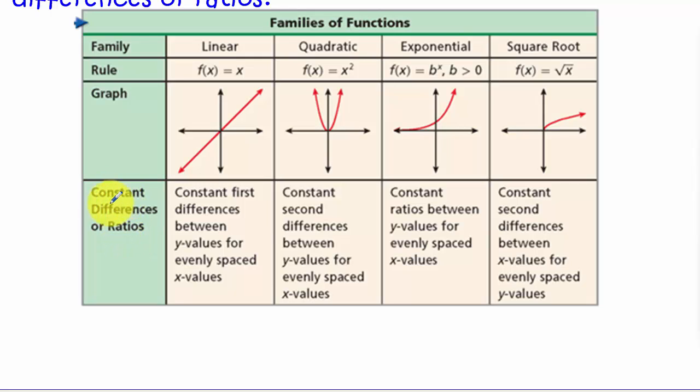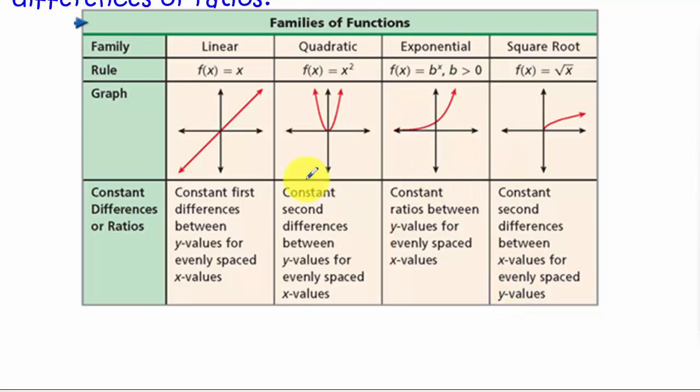Now, this process of using differences and ratios only works when the data is evenly spaced. So the x values have to be going evenly spaced, like every x value, 1, 2, 3, 4, 5, or going by fives, 1, 6, 11. They have to be evenly spaced out. For the square root function, since that is the inverse function of the quadratic, the x and y's are changed. So when we look at a square root function, we need the y values to be evenly spaced.